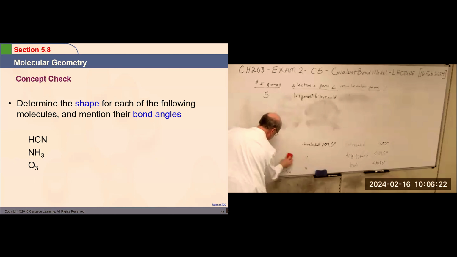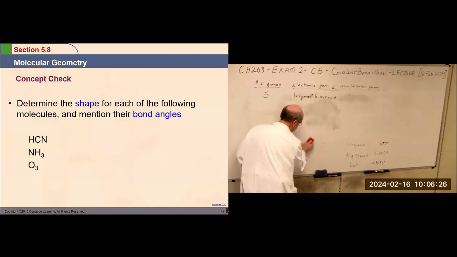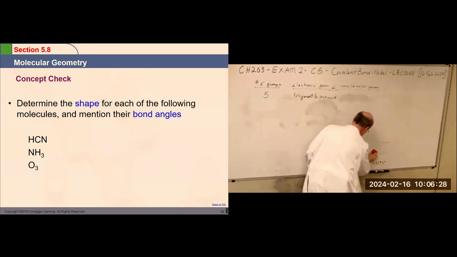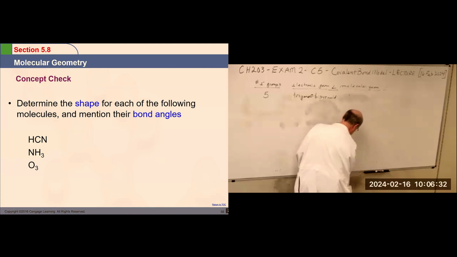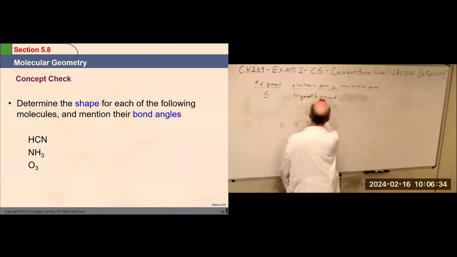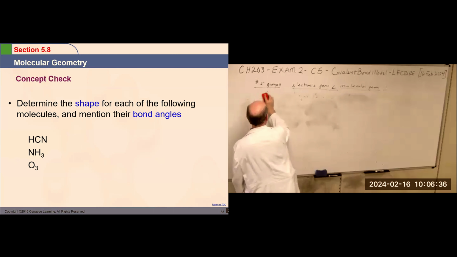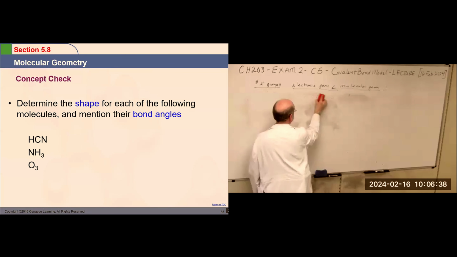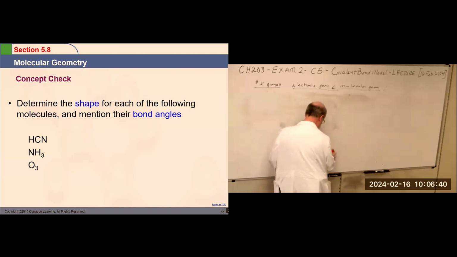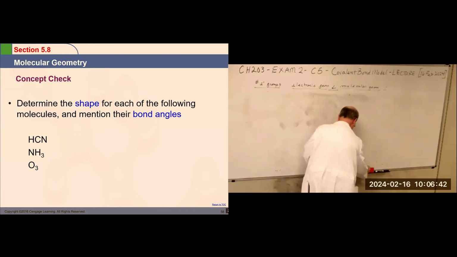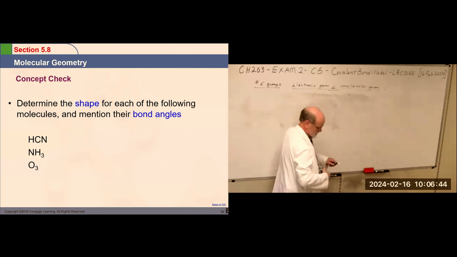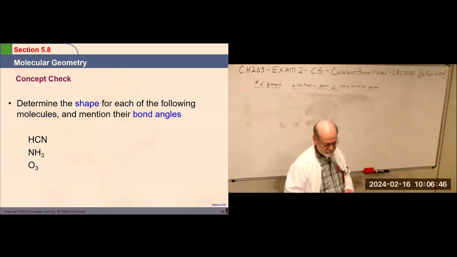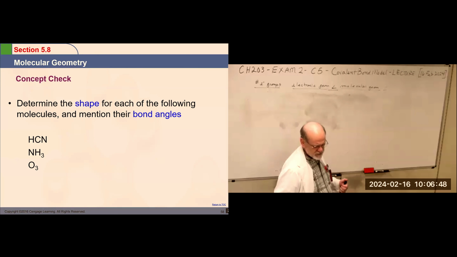Yeah, let's go ahead and erase that. Well, I might go back. It's a little fainter. I think I'm going to go back to this part because it's easier to erase. Okay, determine the shape of each of the following molecules and mention their bond angles.